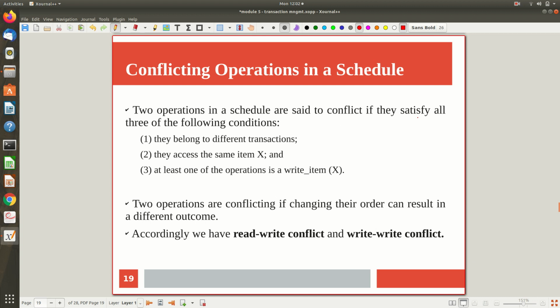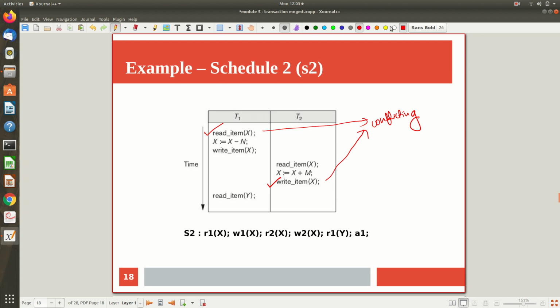Accordingly, we have a read-write conflict as well as a write-write conflict. Here you can say this is conflicting, particularly this is a read and this is a write. I can call it a read-write conflict. And you can think about something called a write-write conflict also. Our requirement is that one of the operations should be a write. At any time we need to see whether any one of the operations is conflicting. That itself says that this is not a correct schedule. So here write on X, here also write on X. I can say that it is a write-write conflict.